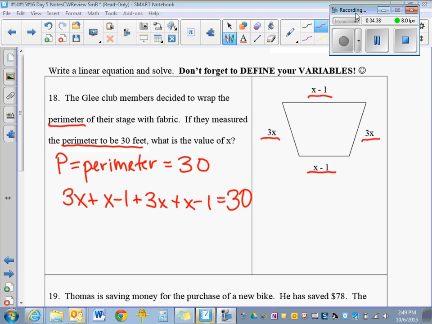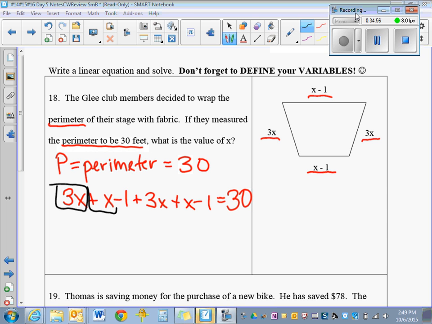So perimeter is all of the sides added together, all the lengths of the sides added together. They told us what each individual side was, and they told us the total amount was 30. So adding those all together should give us 30. So now let's combine these terms.